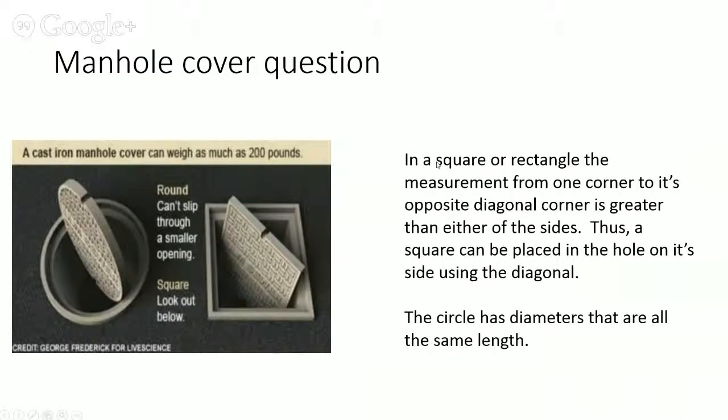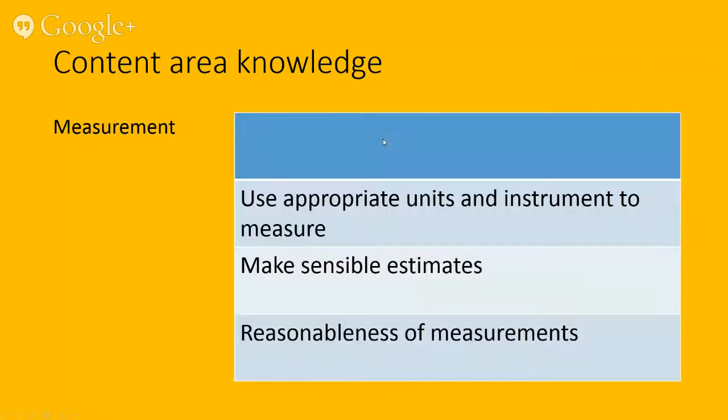Let's go on. Tonight we're going to talk about measurement. And in the CAPS document, measurement is given as the content of the area knowledge. And we speak here about the appropriate units and instruments to measure, and then it must make sensible estimates and reasonable measurements as well.